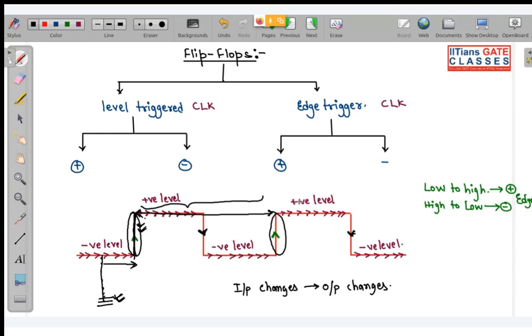So basically your flip-flop will change state only when it encounters its triggering condition. A positive edge triggered flip-flop changes its output at positive edges, a negative edge triggered flip-flop at negative edges, and a positive level triggered flip-flop only in the positive level. Similarly in the negative level if it is a negative level triggered flip-flop.